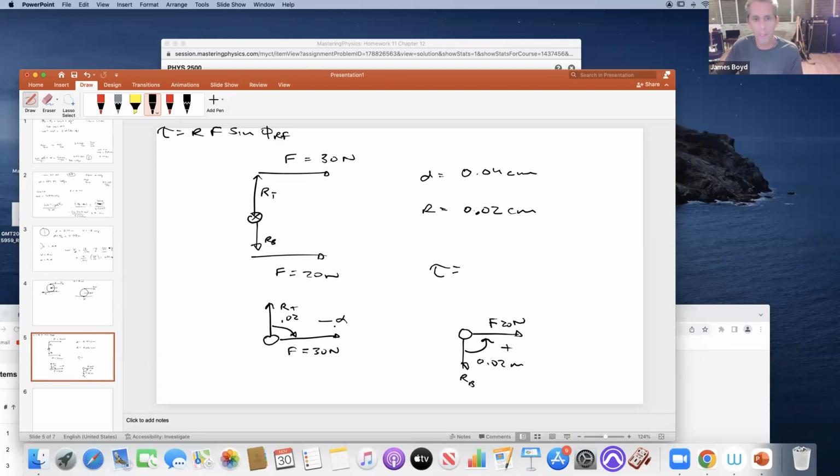And therefore, this one's negative because it's rotating clockwise. The second one is positive because it's rotating counterclockwise. So I'm going to start with the 20 Newton force, which is at 0.02. This is R, this is F, minus the 30 Newton force, which is also at 0.02. So what I see here is I get 20 times 0.02 minus 30 times 0.02.